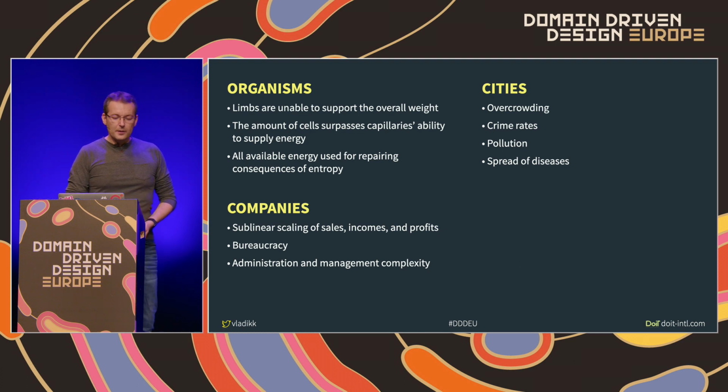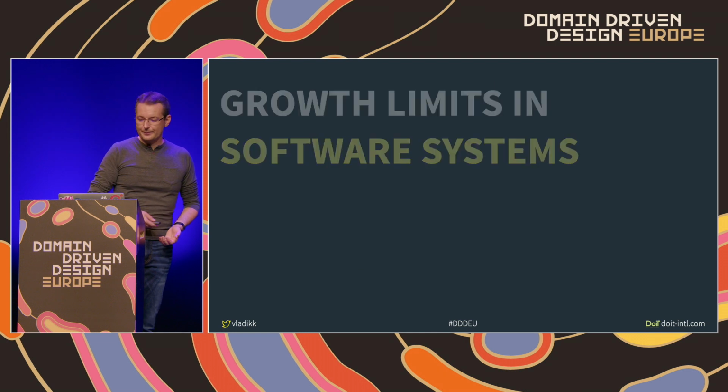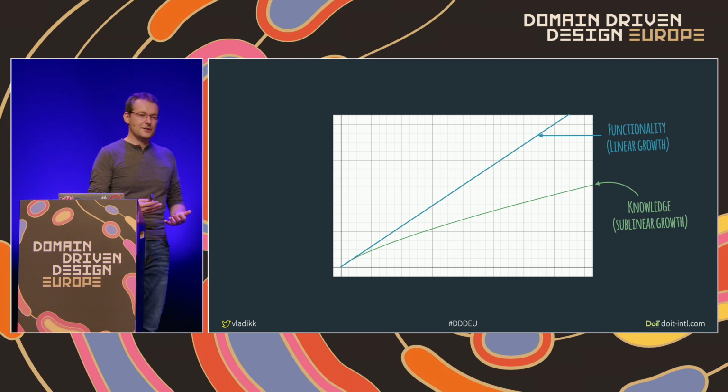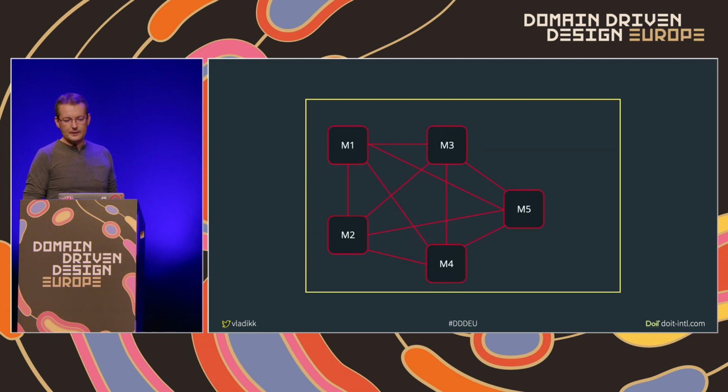And finally, what about software systems? Well, that deserves a whole section. So earlier we saw that when the functionality of a system is expanded, the knowledge that needs to be added to the system grows sublinearly, right? Let's see this in action. So let's say we have this system here, and we are implementing some basic functionality. And then we extend it a bit and add another feature, another one.